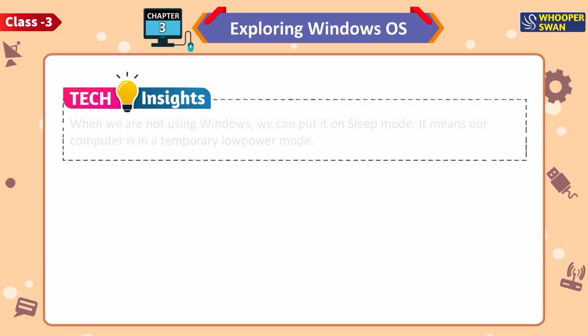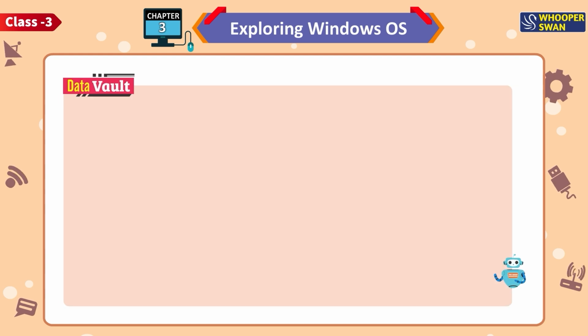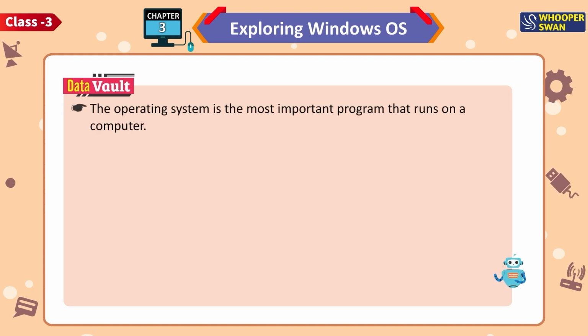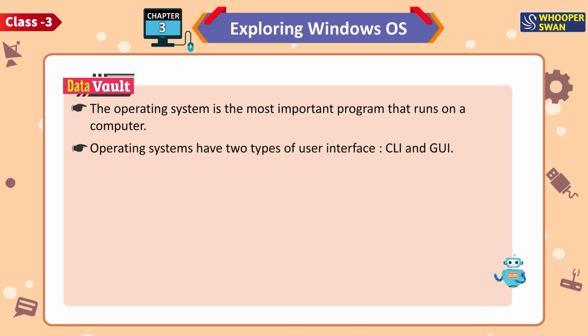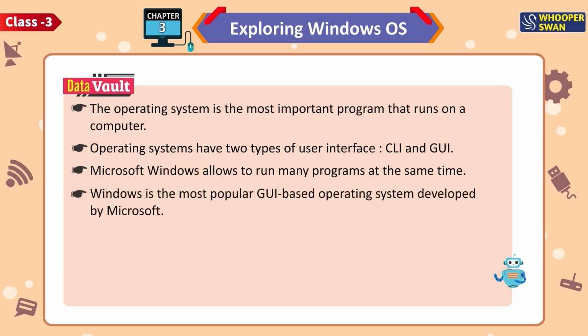Tech Insights. When we are not using Windows, we can put it on sleep mode. It means our computer is in a temporary low power mode. Data Vault. The operating system is the most important program that runs on a computer. Operating systems have 2 types of user interface, CLI and GUI. Microsoft Windows allows to run many programs at the same time. Windows is the most popular GUI-based operating system developed by Microsoft.